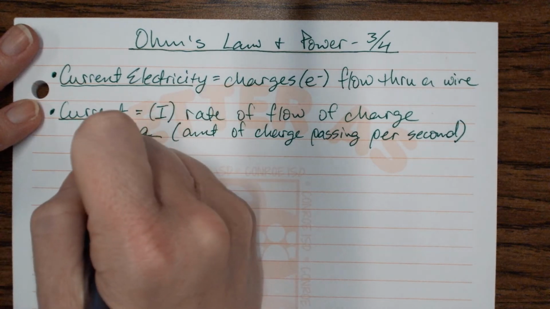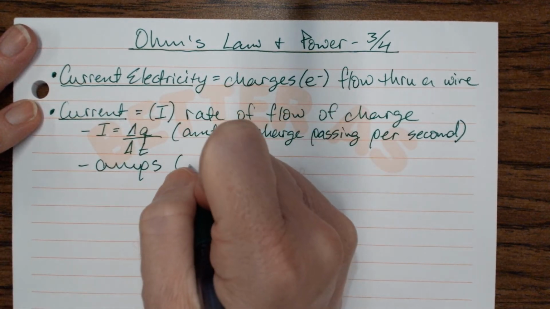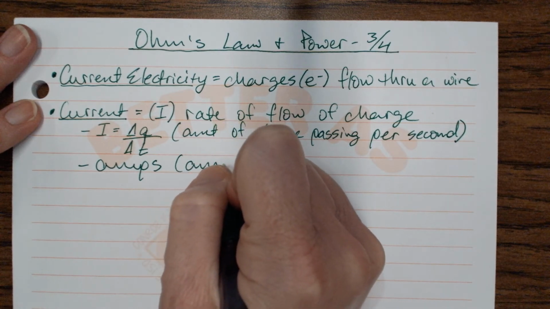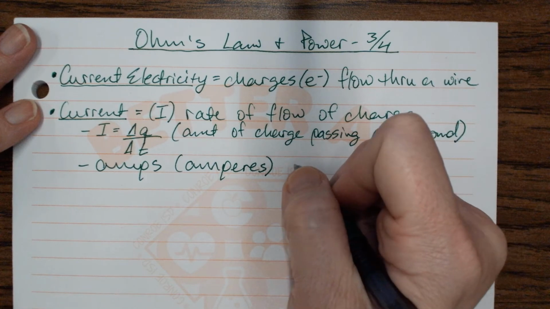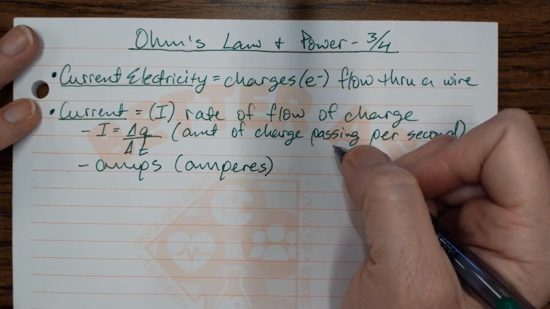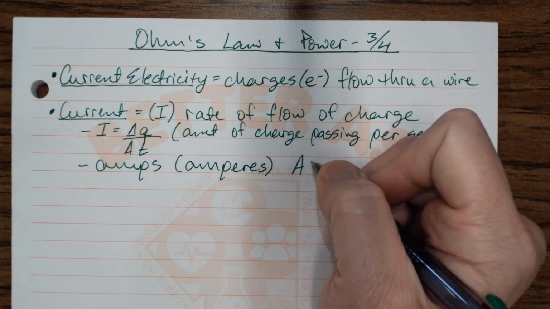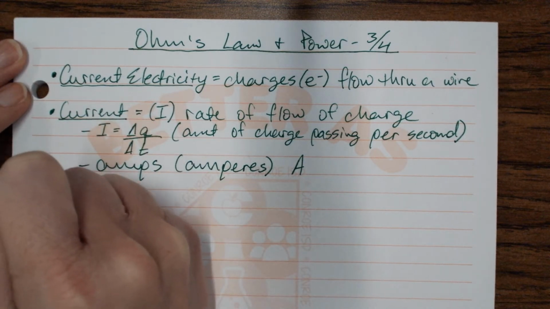The unit we like to use, we call them amps for short. Really, they're called amperes. And they're denoted, like how meters is a little m, theirs is a big A. Big A is amps, okay? Okay, so that's current. And then we have voltage.